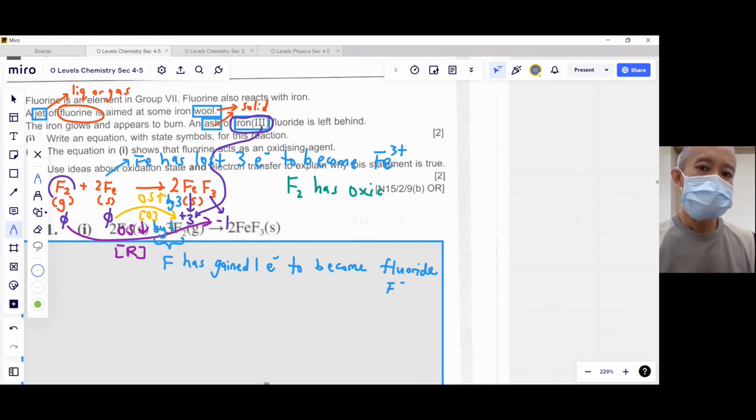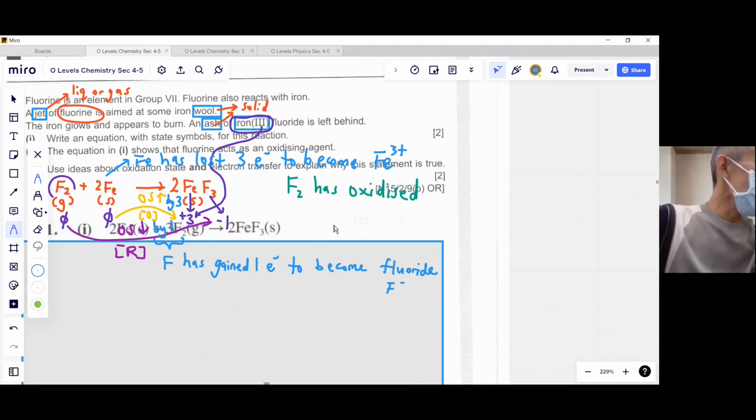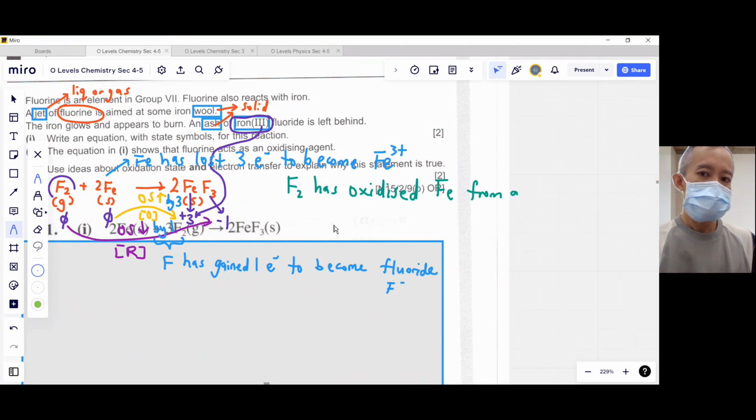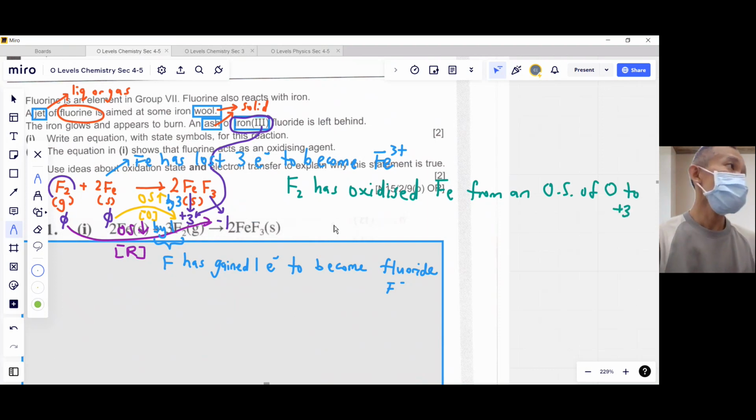has oxidized. Remember, fluorine is an oxidizing agent, so it must oxidize someone else, right? It's the other guy. And the other guy is iron, from an OS of 0 to plus 3 for iron. I mean, to me, that's the most intuitive way to answer. All right. Fluorine has oxidized iron from OS 0 to plus 3.